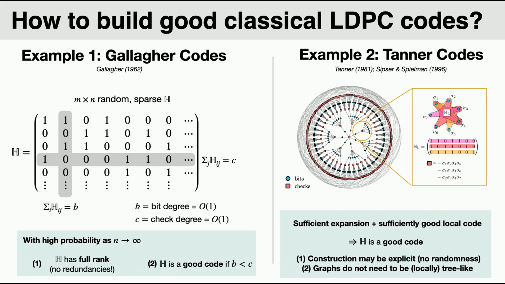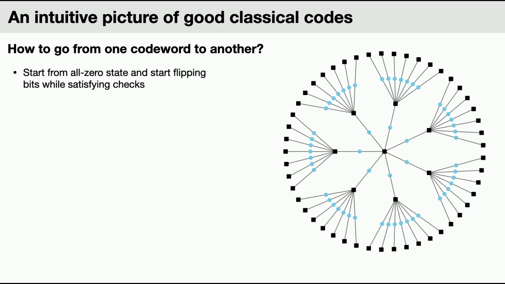And as long as the local code is sufficiently good, this is why you need these very large degrees in the proofs, then you can prove that this model is also globally a good code. To give you a piece of intuition for why these models give you good codes, let's think about how we would go from one code word to another.